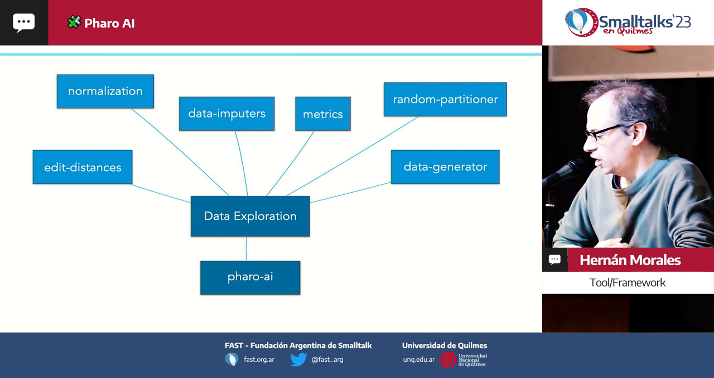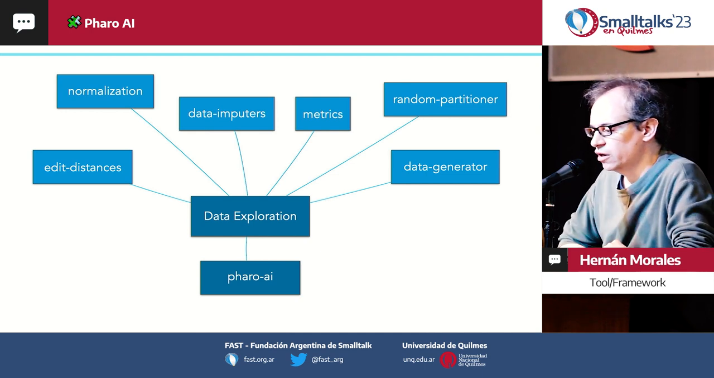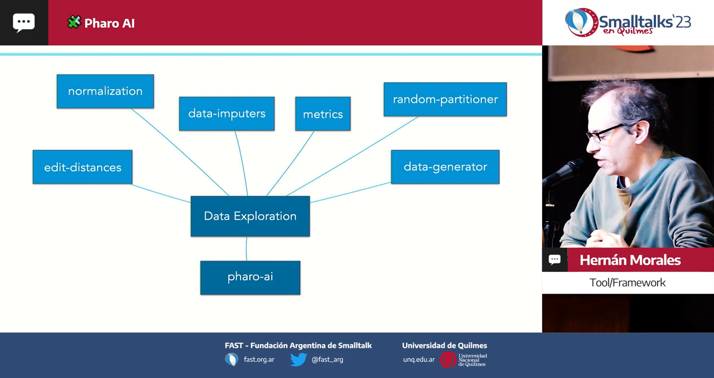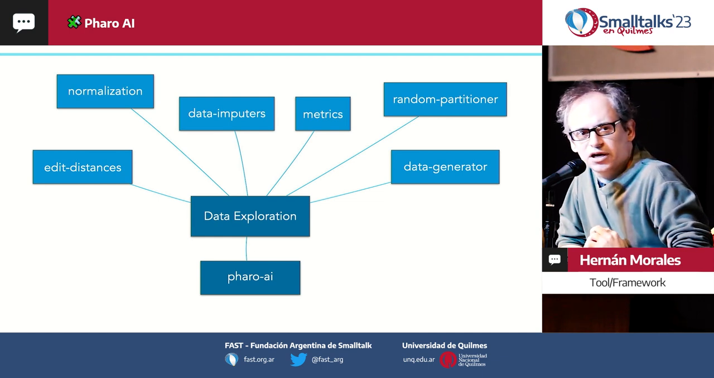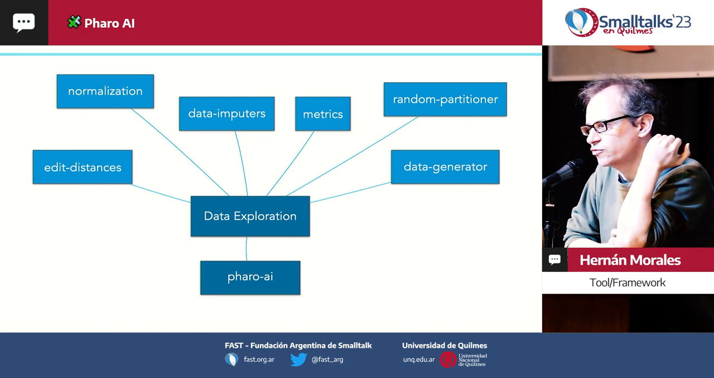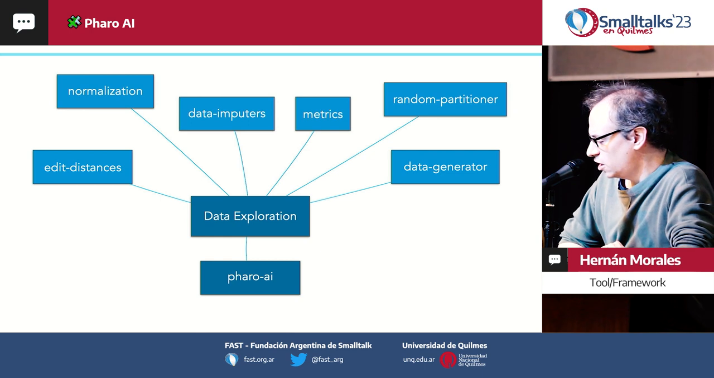And we have edit distances to take some metrics between the data. We have Euclidean, Manhattan, and Levenshtein, which are really well-known algorithms for measuring the distance between strings.